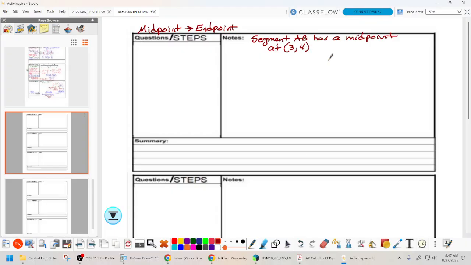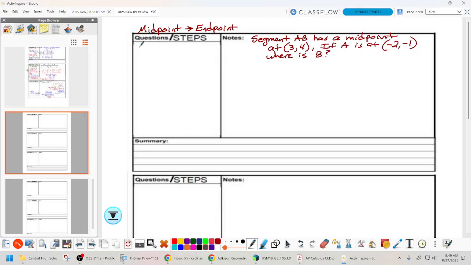Segment AB has a midpoint at 3, 4. If A is at, let's say, -2, -1, where is B? Okay, take a second to write that and start thinking about what we're actually asking. If you read carefully, I have given you one endpoint and now the midpoint, and I'm asking where is the other end. Okay? So remember, segment AB is the endpoint.